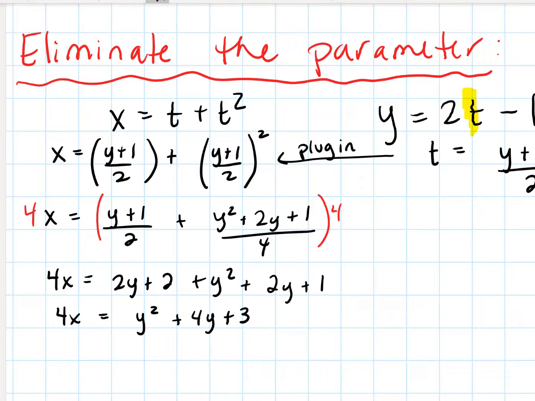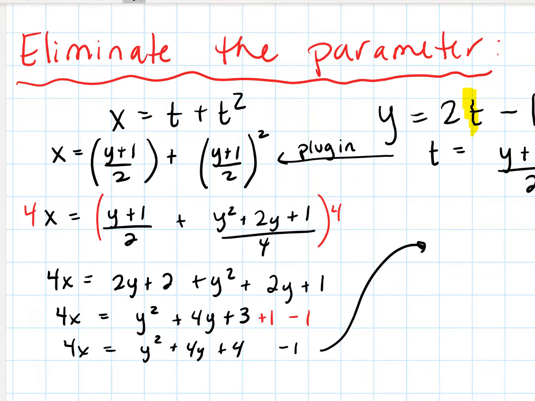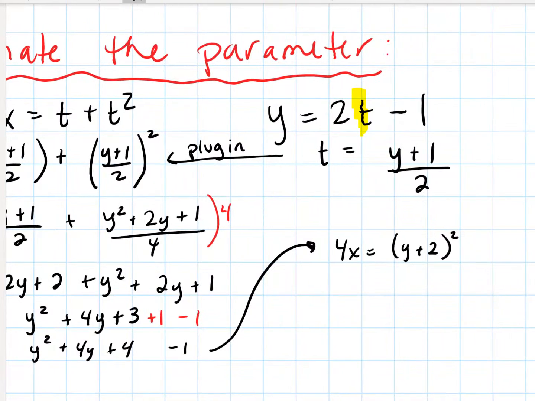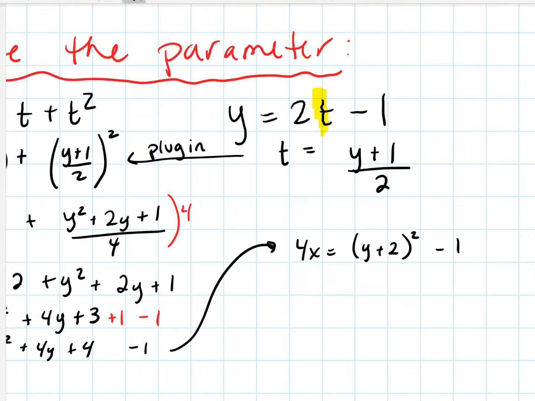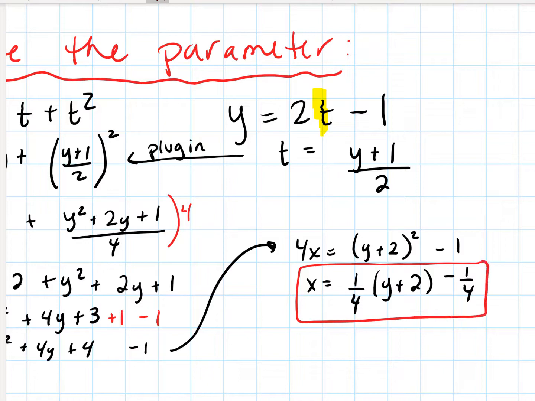If I do a little bit of work here, I'm noticing this is almost a perfect square. So if I add 1 and subtract 1, I should have maybe pulled the 3 over to the side, but just running through the algebra pretty quickly, we get y squared plus 4y plus 4 minus 1. That turns into (y plus 2) squared minus 1, just completing the square, and then divide by 4, and I get x is 1/4 times (y plus 2) squared minus 1/4, and it's in a nice form.